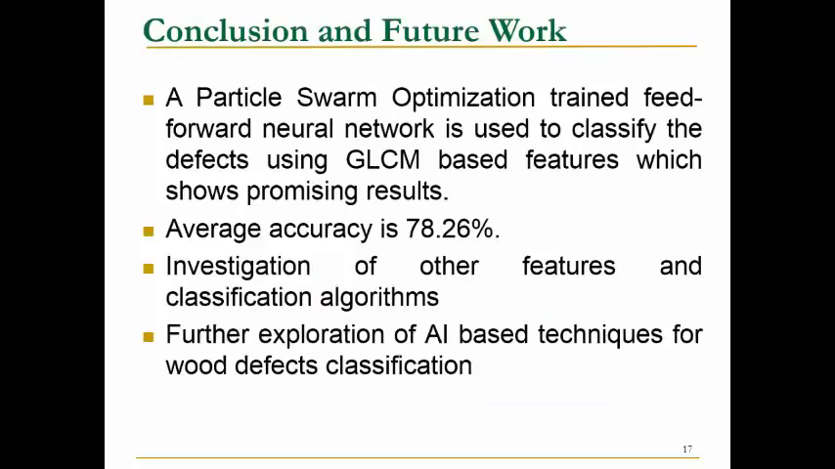Conclusion and future work. A particle swarm optimization trained feed-forward neural network is used to classify the defects using GLCM based features, which shows promising results. Average accuracy is 78.26%. Future work involves investigation of other features and classification algorithms. Moreover, further exploration of AI-based techniques for wood knot defects classification also involves future work.